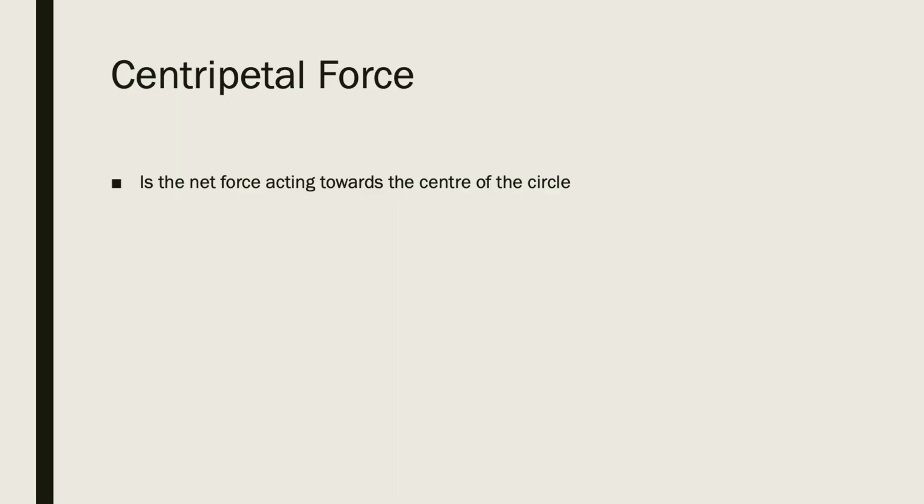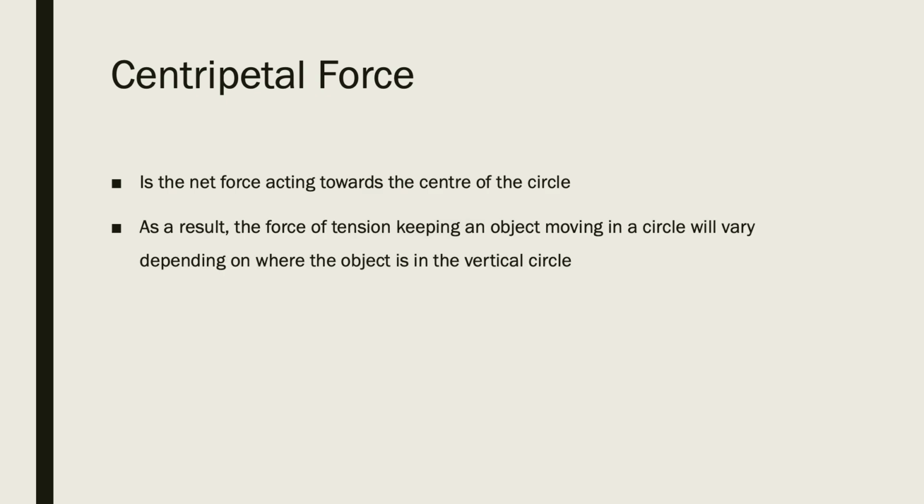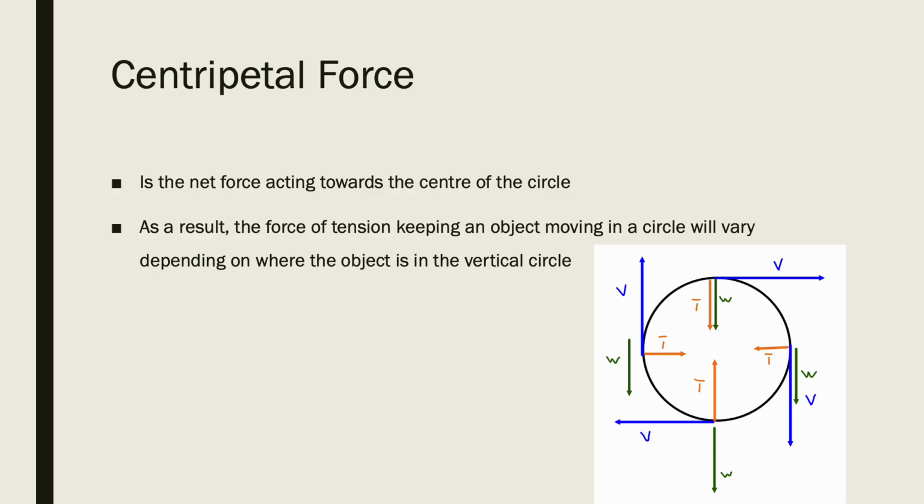Now, if our centripetal force is a net force acting towards the center of the circle, then the force of tension keeping an object moving in a circle will vary depending on where the object is in the vertical circle. So I've drawn out a diagram. I have a circle and I've drawn out 4 different points where we have velocity, weight, and tension. We can see that our velocity is creating a tangent to our circle at each of those points, and we will have tension forces acting towards the center.